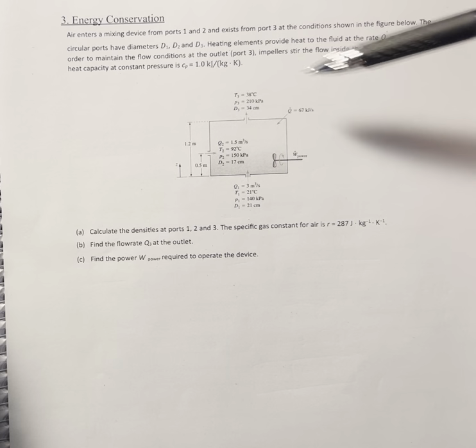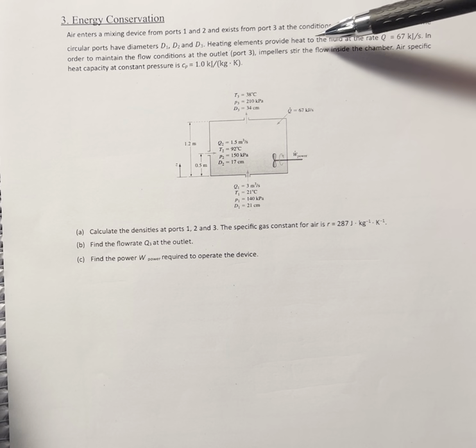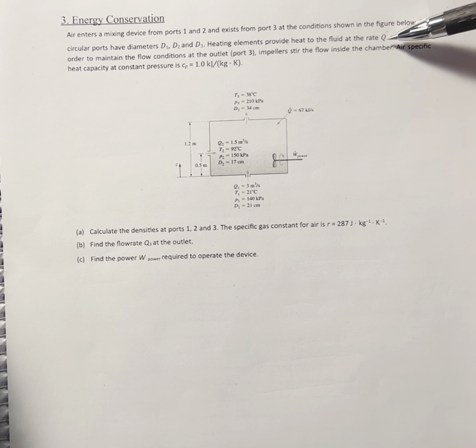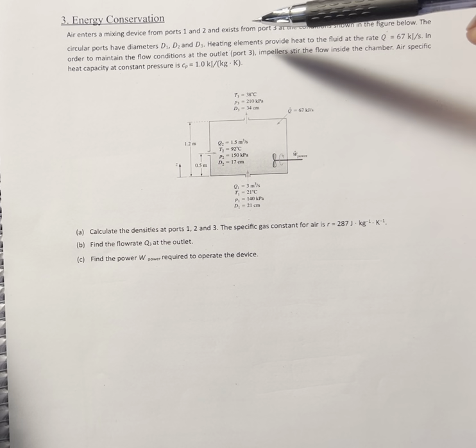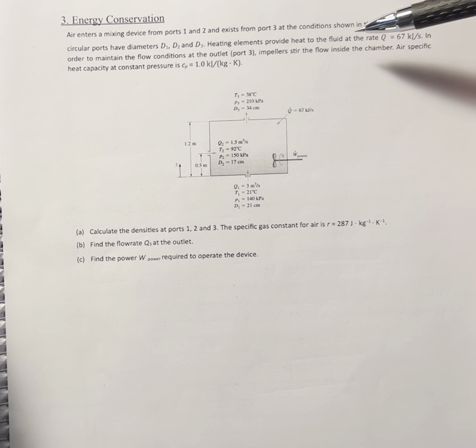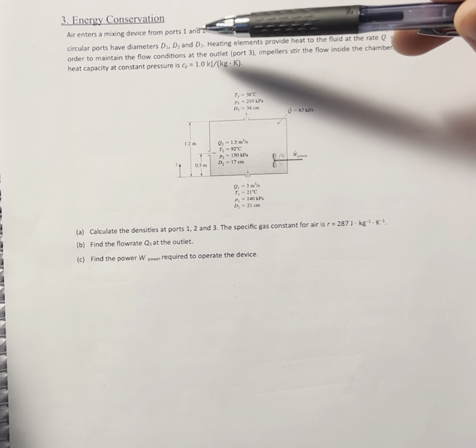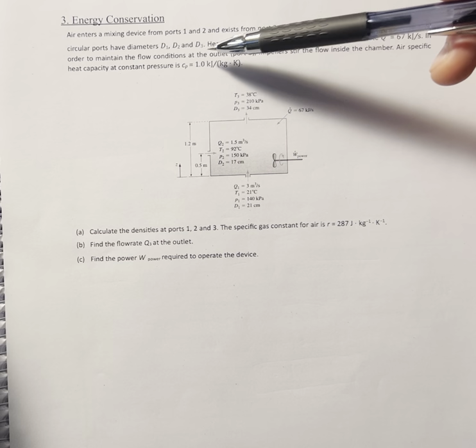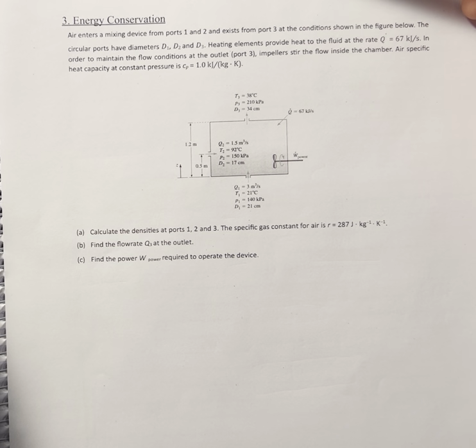The circular ports have the given diameters. Heating elements provide heat to the fluid at a rate of Q dot. So if you really enjoyed thermo, this is where your Q dot comes back in, your heat flow rate. 67 kilojoules per second, so that's 67 kilowatts, I guess. In order to maintain the flow conditions at the outlet port 3, impellers stir the flow inside the chamber. Air-specific heat capacity at constant pressure is CP, 1 kilojoule per kilogram Kelvin.